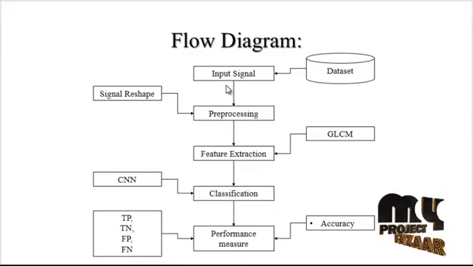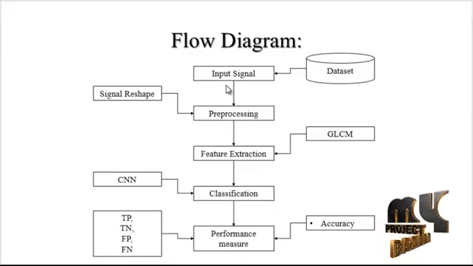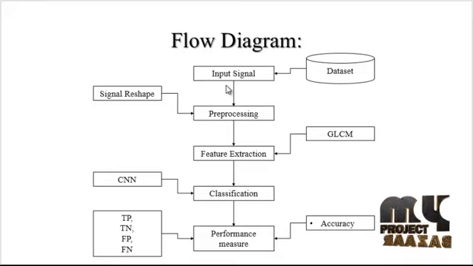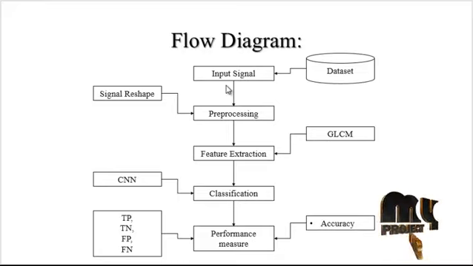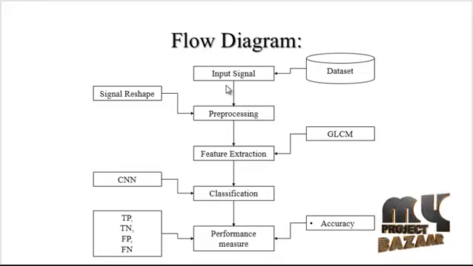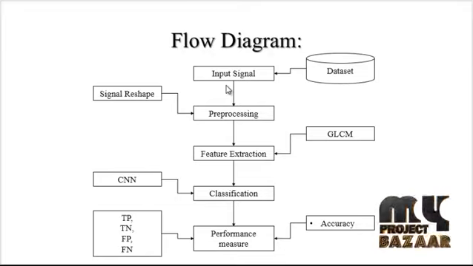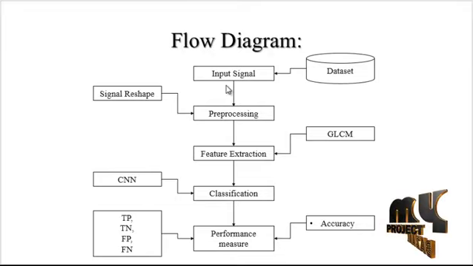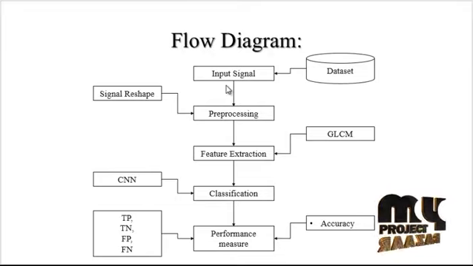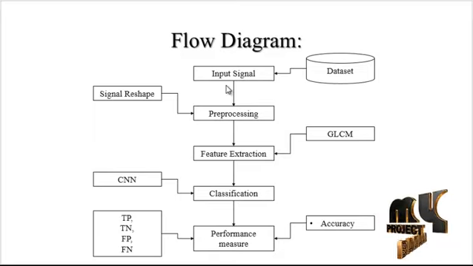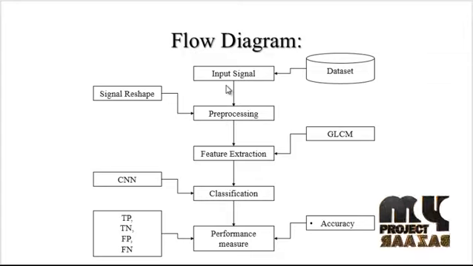After getting any one signal from the dataset, the pre-processing will be carried out. In this pre-processing stage, the signal will be reshaped. If the length of the signal is more, it will be reshaped into one particular size. After the signal is reshaped, we move on to the third stage of the project, that is feature extraction. Feature extraction is nothing but the collection of data.